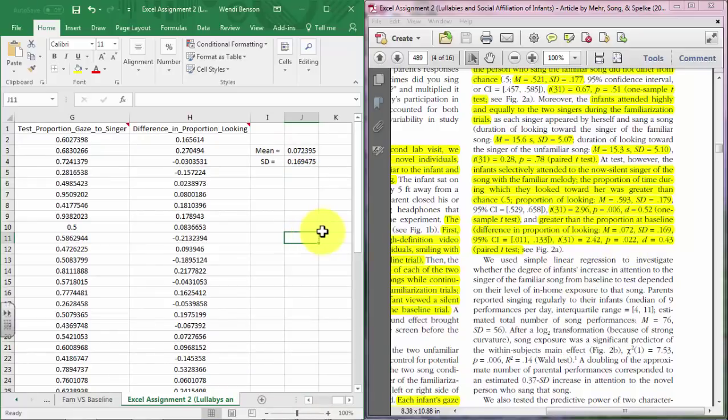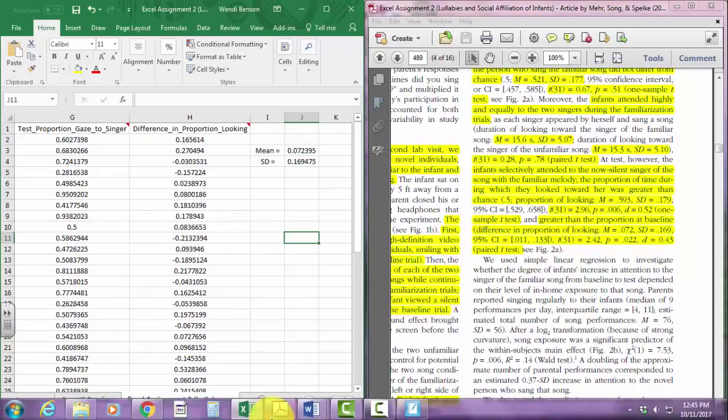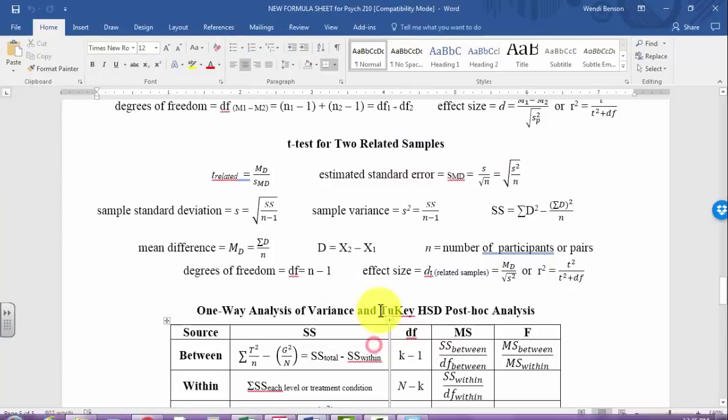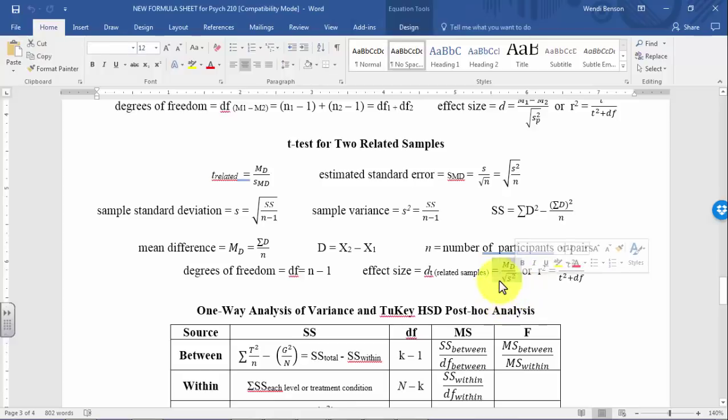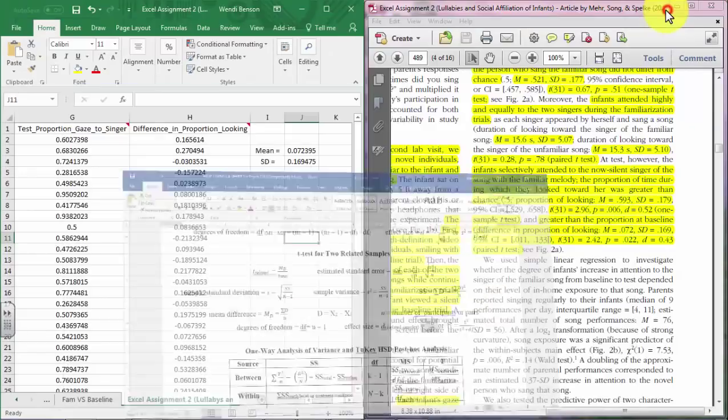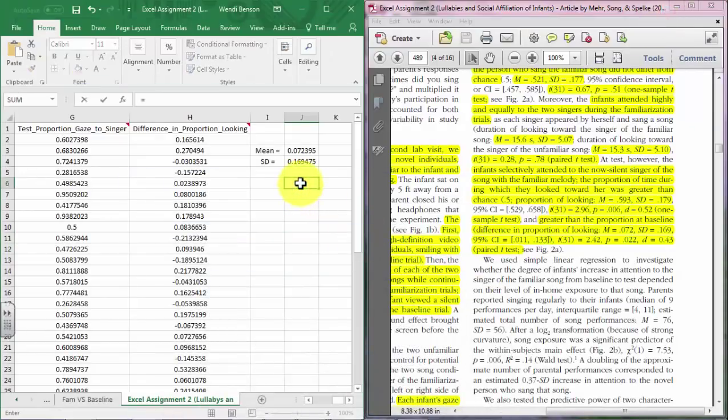So now to get Cohen's d, I'll show you the formula sheet where this is coming from. Right there. So for the two related samples, to get Cohen's d, you take the mean of the difference scores divided by the square root of the variance, or in other words, the standard deviation. So let's see what happens when we do that. Equals, remember these are all your difference scores, and that's what we got the mean of, divided by the standard deviation of those difference scores, and we get 0.43 right there, Cohen's d.